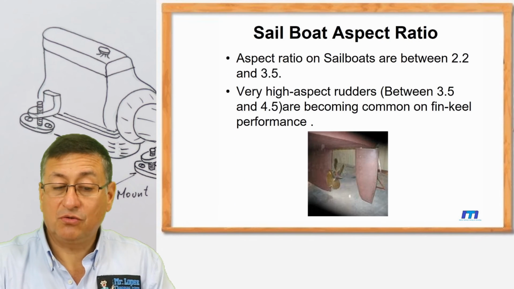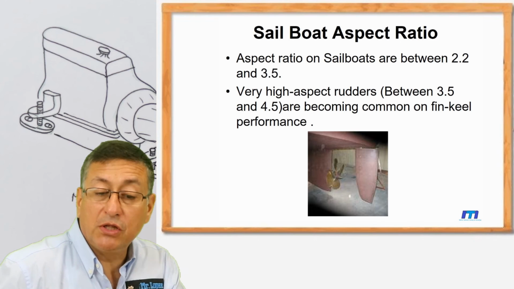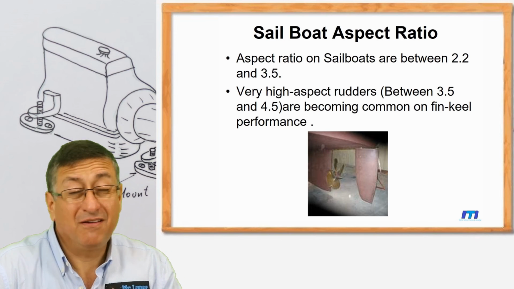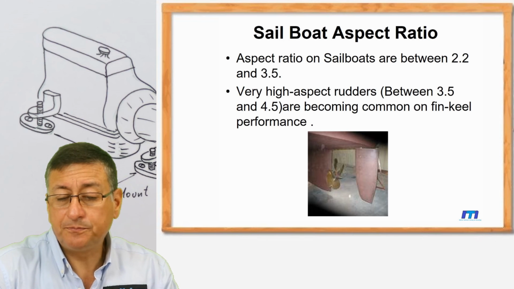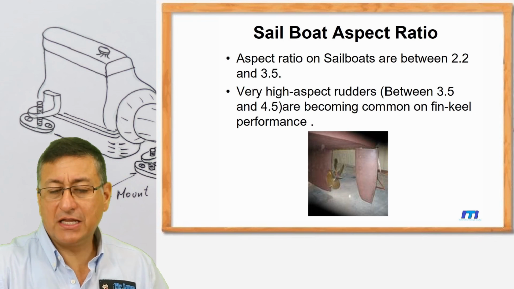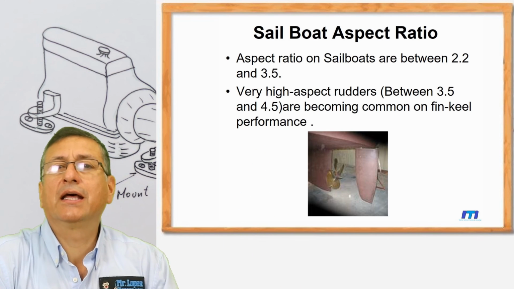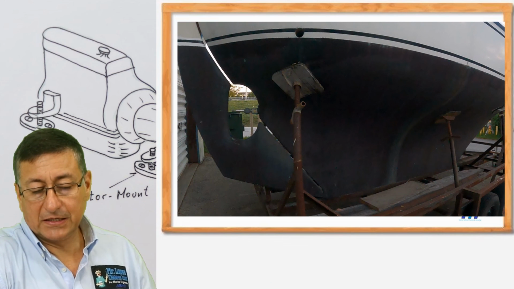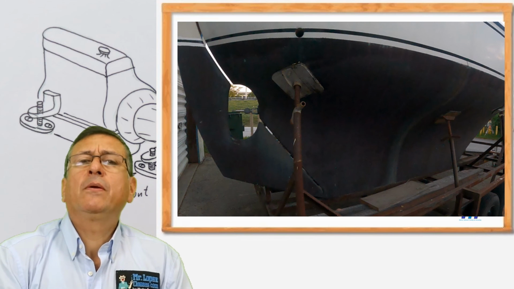In sailboats, the situation is different. The aspect ratio on sailboats is between 2.2 and 3.5. Those are the most common. A very high aspect ratio, between 3.5 and 4.5, comes with the hulls where the fin and the keel are together, like this hull. Right? What happened with the rudder?